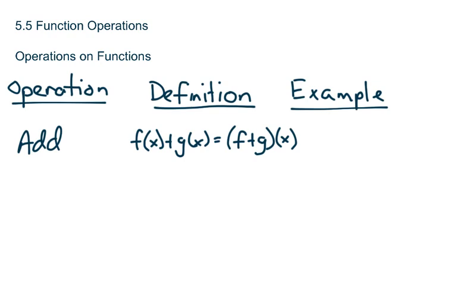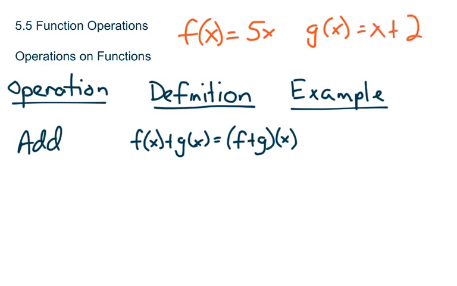So for example, and for all of these examples, I'm going to go back a step. We're going to say f of x is equal to 5x and g of x is equal to x plus 2. Okay, so those are going to be our two functions that we're going to use for all four of these operations.